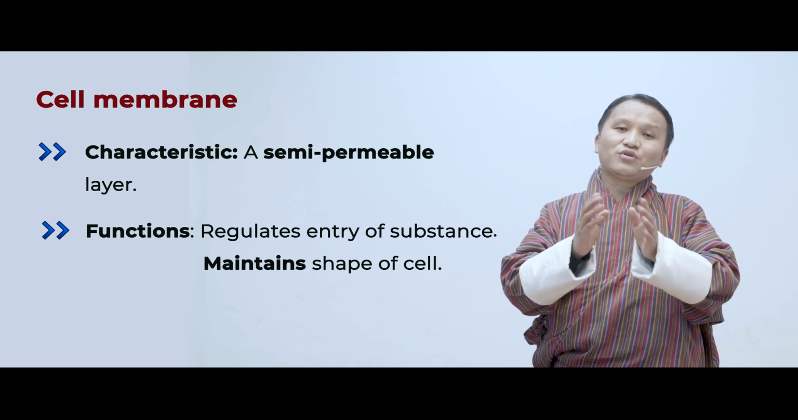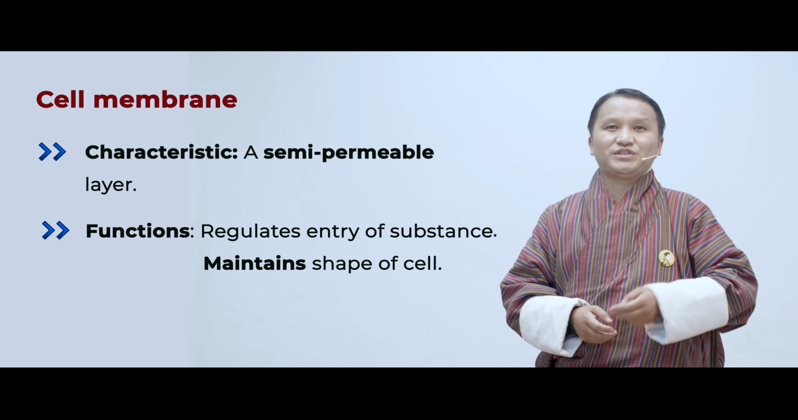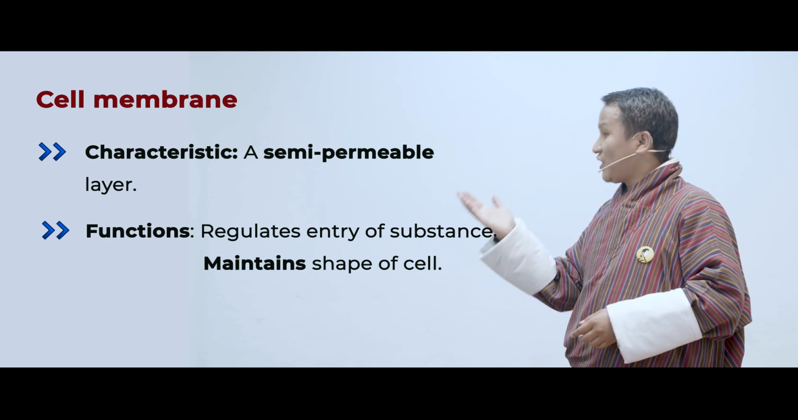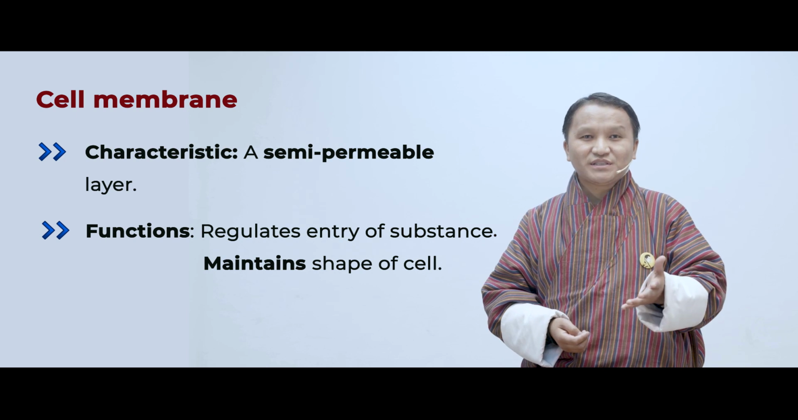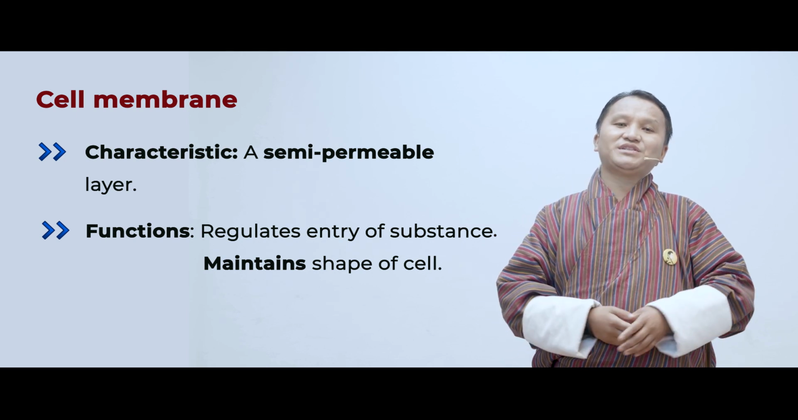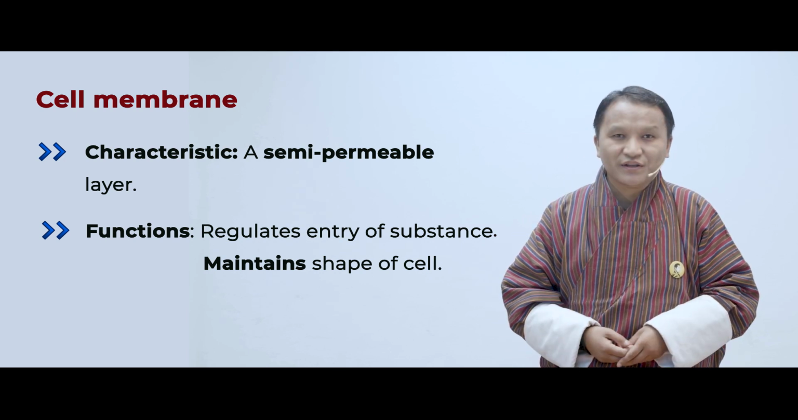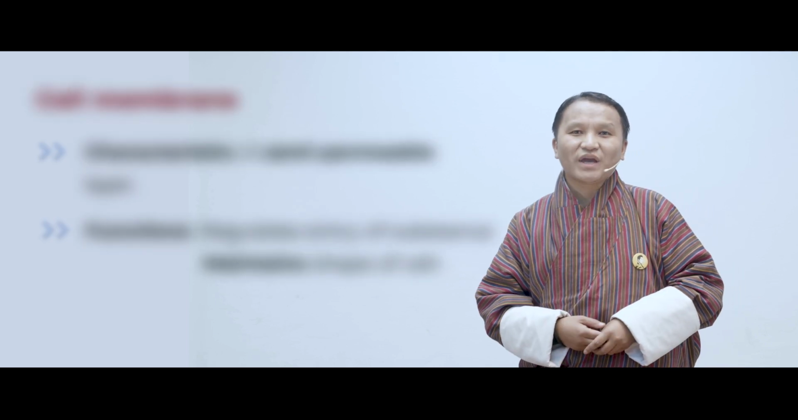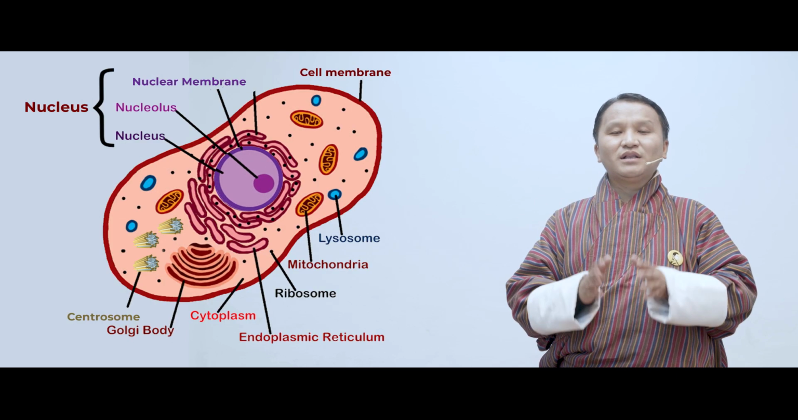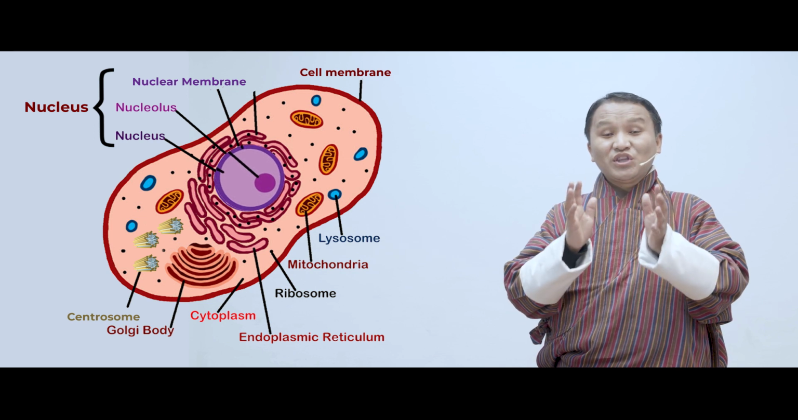So based on the description, it has two functions. One is it regulates the entry of substances, and it also maintains the shape of the cell. Let us now look at the third cell organelle, nucleus.